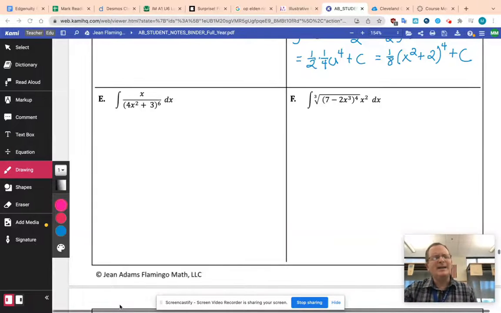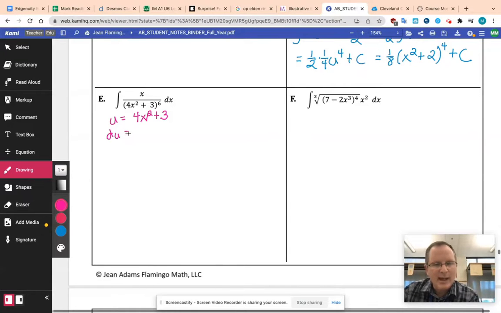Okay, so 1e, I'll do the u substitution first. The most complicated thing is going to be this denominator. So the inner part of that denominator, we will call u. So u will be 4x squared plus 3.